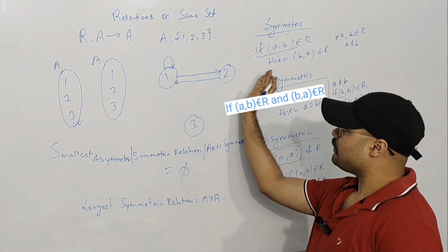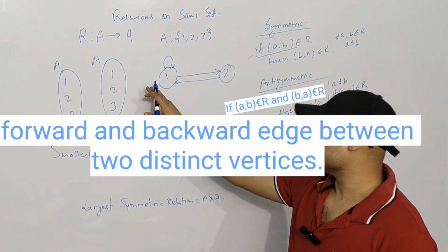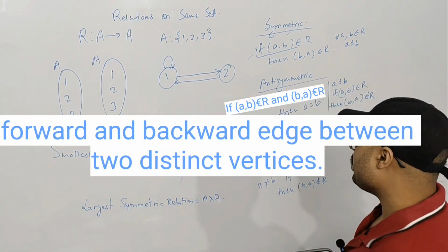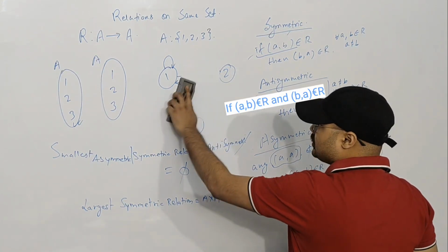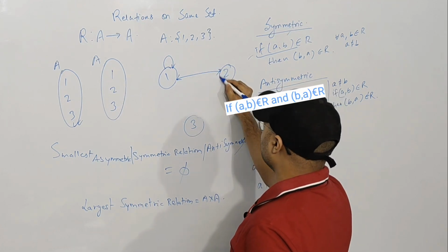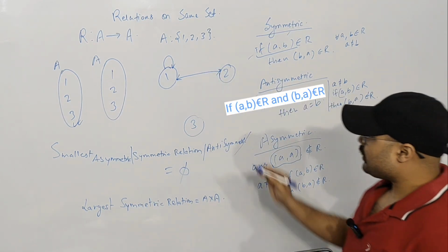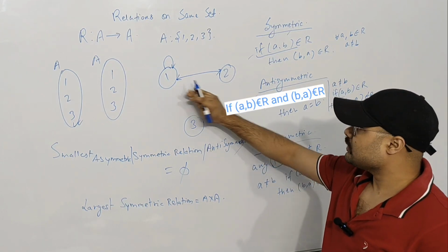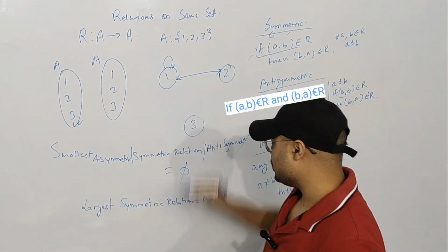So you can see there are back and forth edges. What do we replace it with? We replace it with a bidirectional edge. That means we do something like this. This is how we represent a symmetric edge, a symmetric graph. So that is the graph of a symmetric relation.